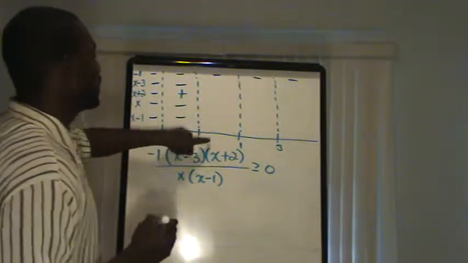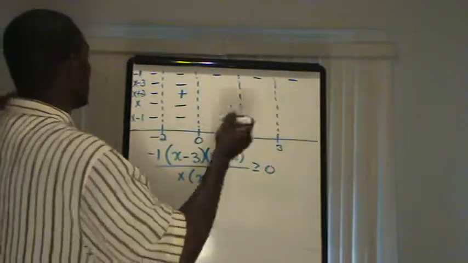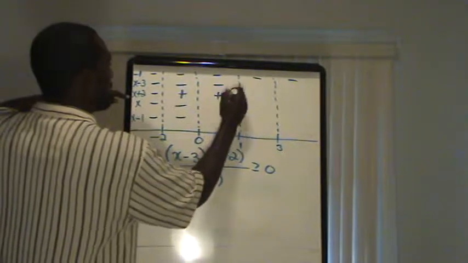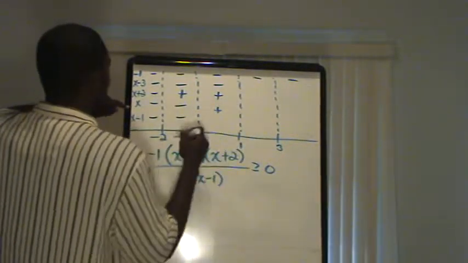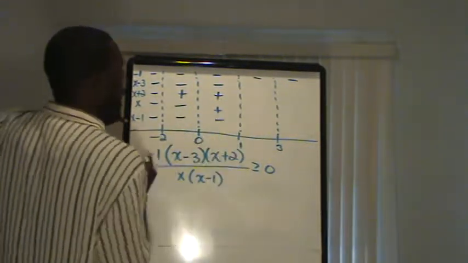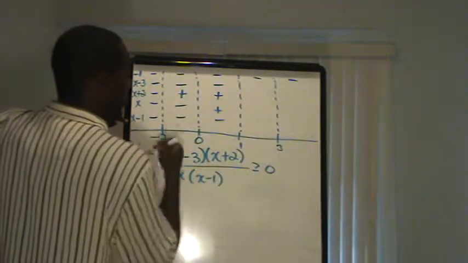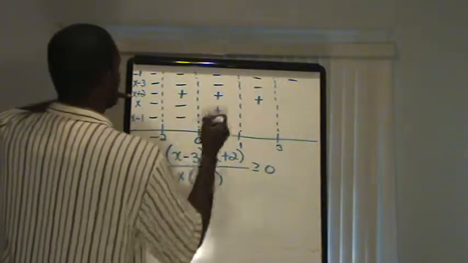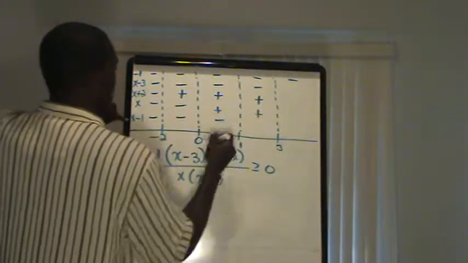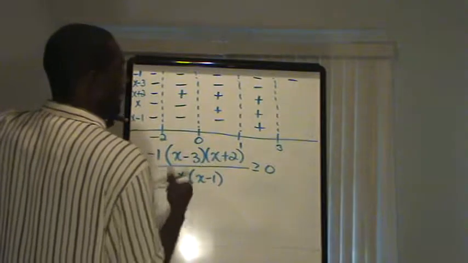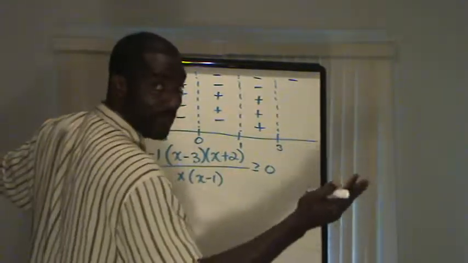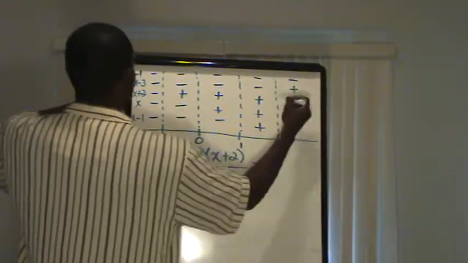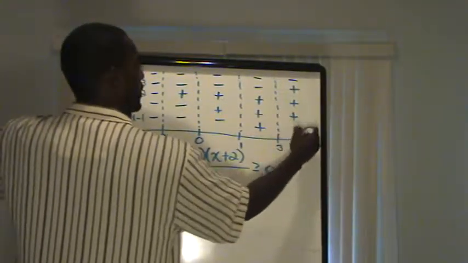If I try a point in between 0 and 1, like a half, this will say a half minus 3 is negative. A half plus 2 is positive. A half is positive. And a half minus 1 is negative. In between 1 and 3, like 2. 2 minus 3 is still negative. 2 plus 2 is positive. 2 is positive. And 2 minus 1 is positive. If I try a point to the right of 3, like 5, 5 minus 3 is positive. 5 plus 2 is positive, positive, and positive.